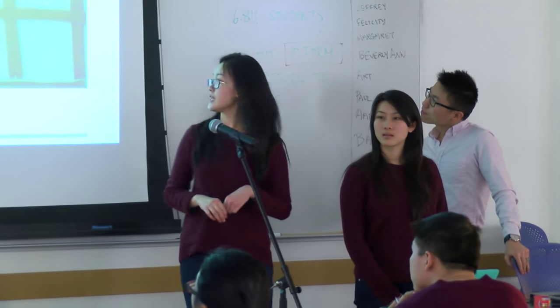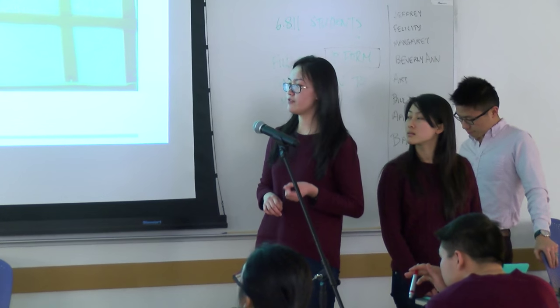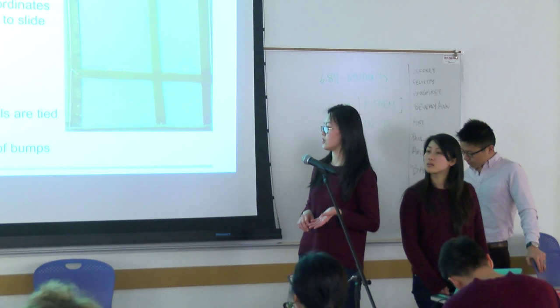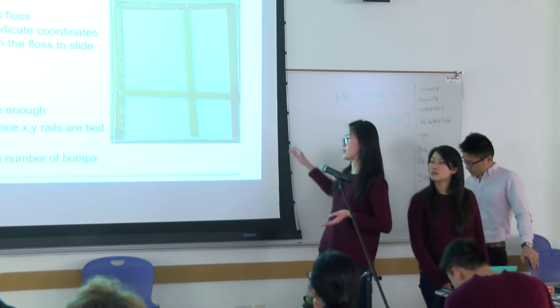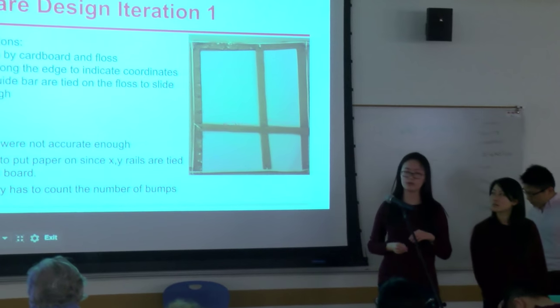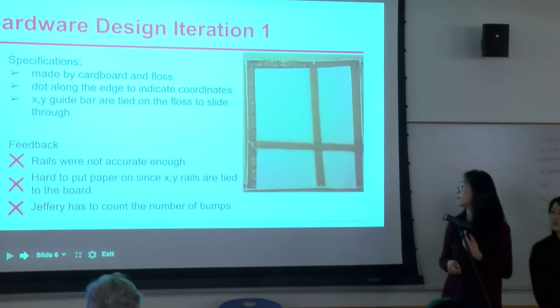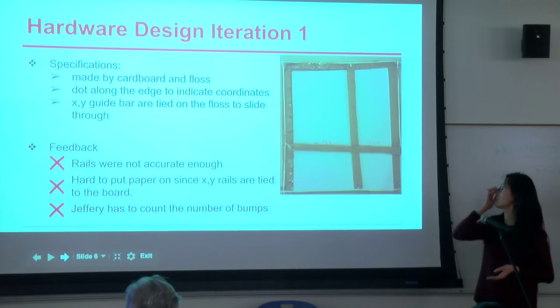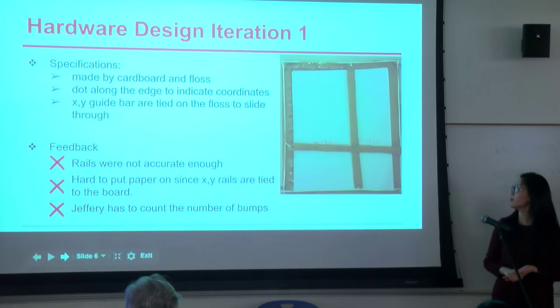The feedback we got is that it's not accurate enough for Jeffrey to read the numbers with the rails, and it's hard to put the paper on because the XY rails are tied onto the board. Also Jeffrey has to count the number of bumps, so if he's interrupted, he has to count again, which is not very convenient for him.